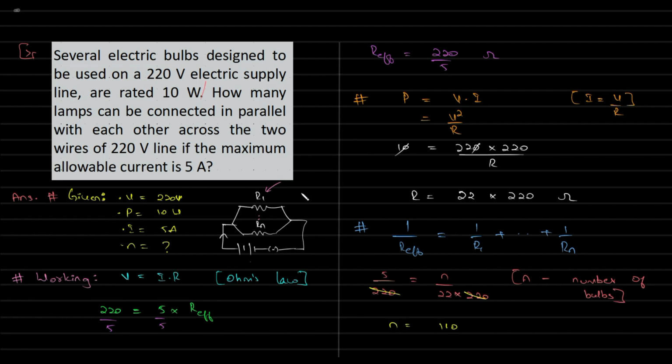All we did was find the effective resistance, find the individual resistance of the bulb, and relate them with the help of the parallel formula, and we get the number of bulbs that we can connect so that we can draw a current of 5 ampere.